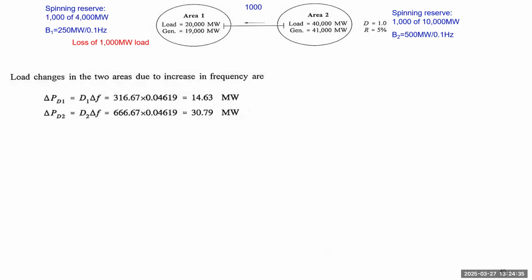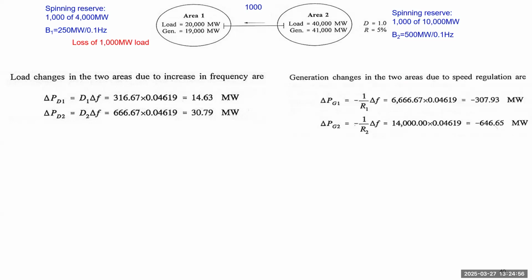Starting from question number 2, oh, this is still continued. We still haven't calculated the new Thailand flow yet. So this just calculates the load change for the frequency dependent load components. By using D1, D2, the first area will have a load change of 14 megawatt, the second will be about 30 megawatt. Generation, the first area will change around 307 megawatt, and the second will be 646.